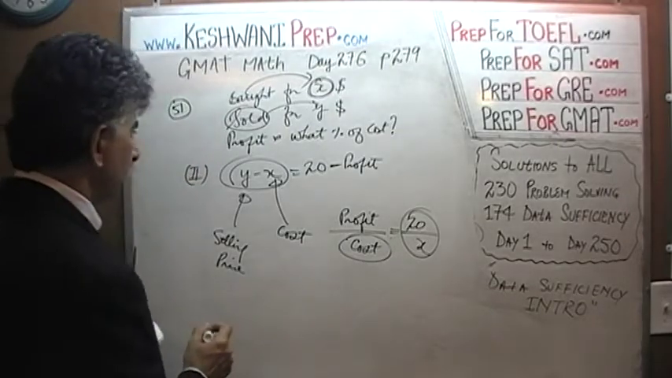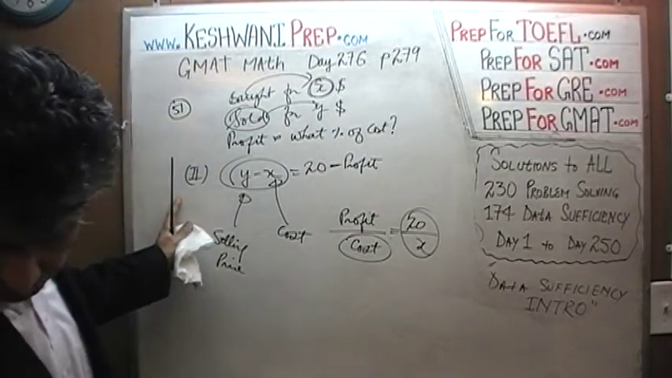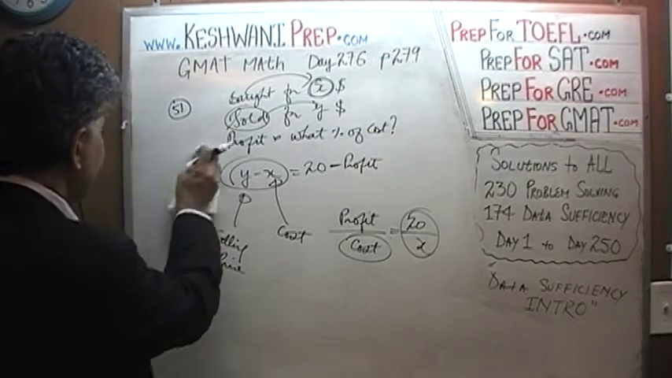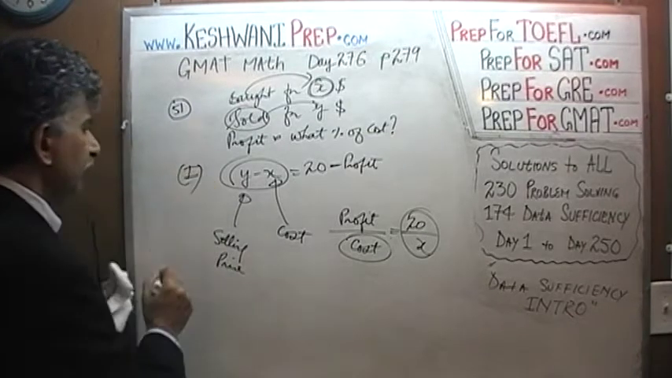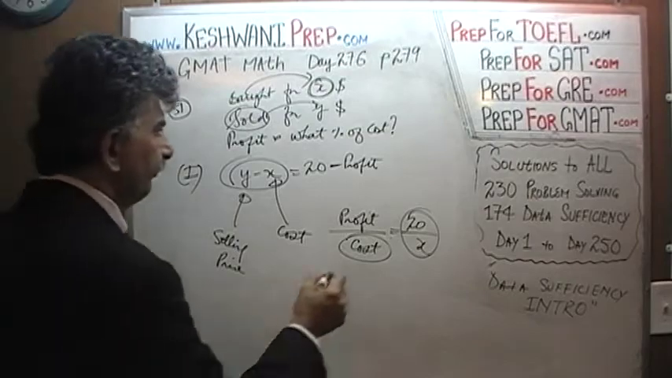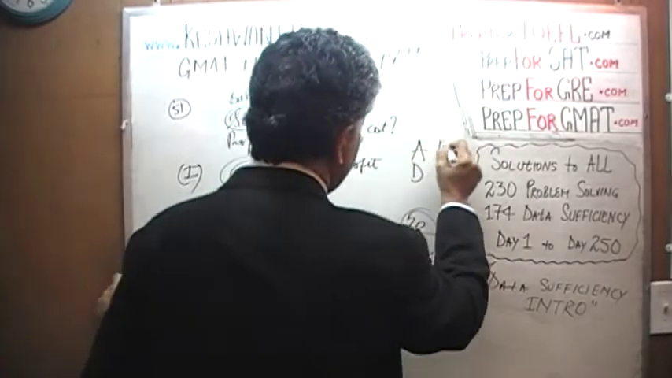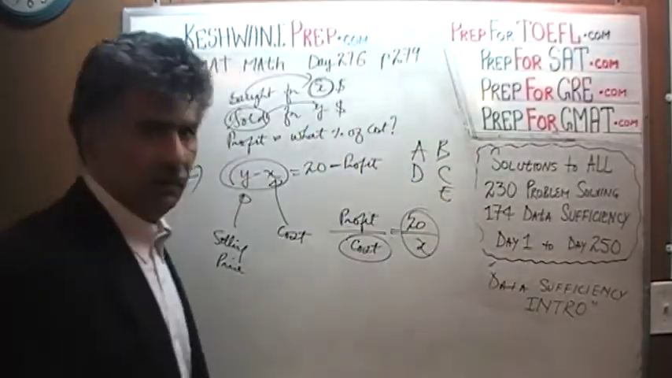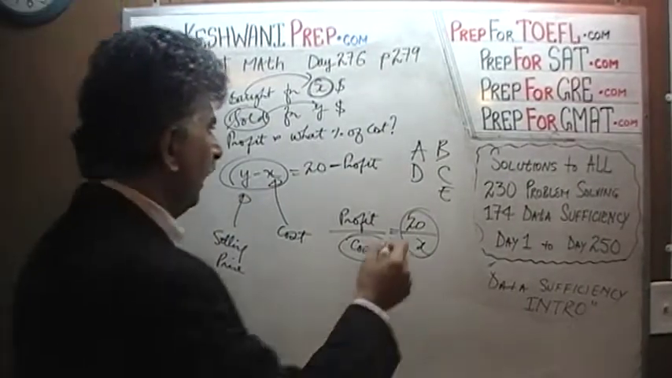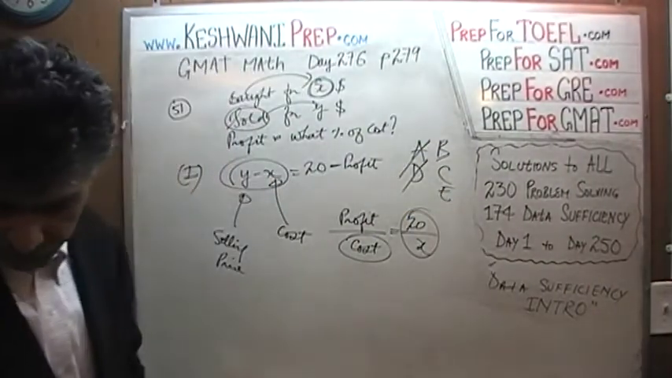Why does it say first statement? Is that the first statement? That's the second. That's the first statement. I don't know why it said the second statement there. The first statement is no good. A, D, B, C, E. The first statement is no good. It's not enough. Also cannot be A or D. Let's look at the second statement.